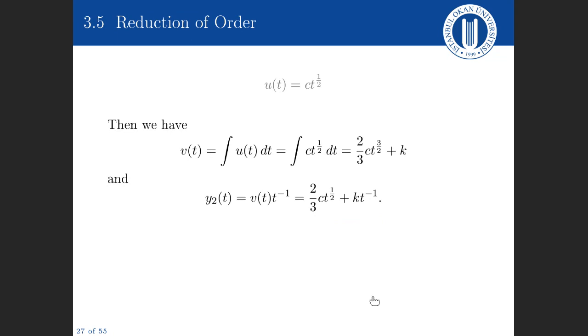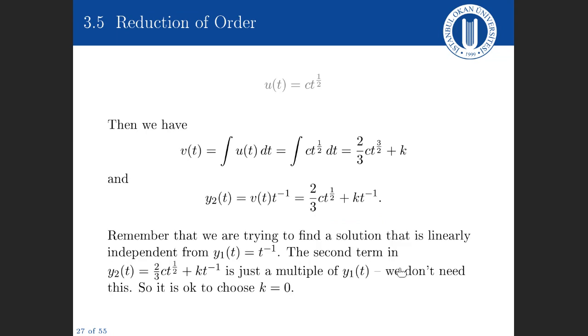I'm not quite finished. I want to simplify this a little bit. Remember that we're trying to find a solution which is linearly independent from y1. The second term of y2, as we have it written, is just a constant multiplied by y1. And we don't need this. We're trying to find something that's linearly independent. We don't want just a constant multiplied by y1. So we're going to just forget this. We don't need this. We don't want it. So we could just choose k is equal to 0. Forget about this term.